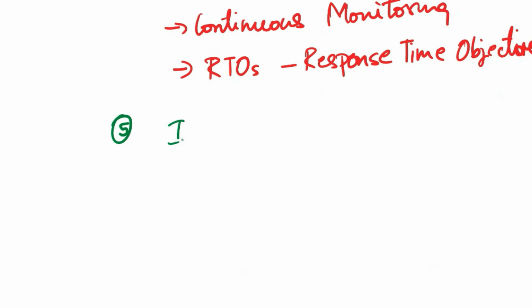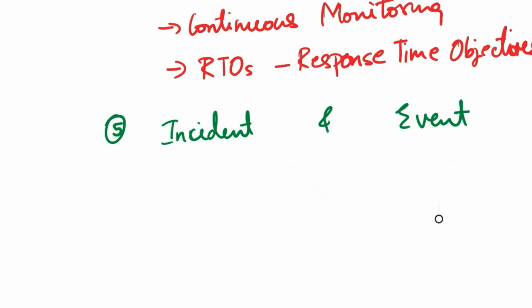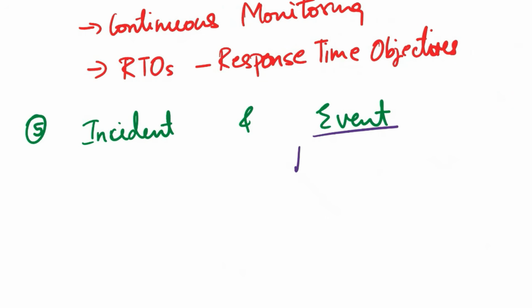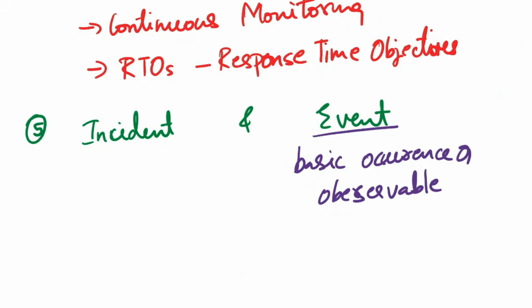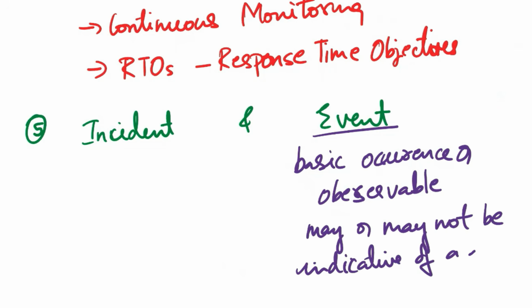What is the difference between an incident and an event in the context of security monitoring? First, let's talk about an event. An event is a basic occurrence or observable that is happening within a computer system, network, or application. Events can include a wide range of activities and data points, including log entries, alerts, notifications, and system generated records. Events may or may not be indicative of a security issue.